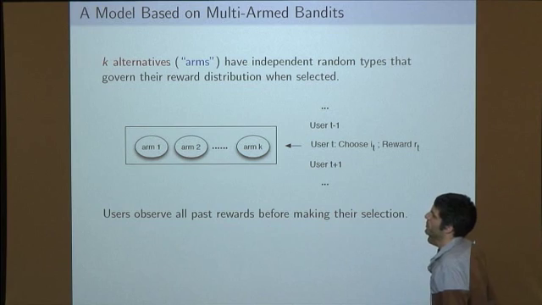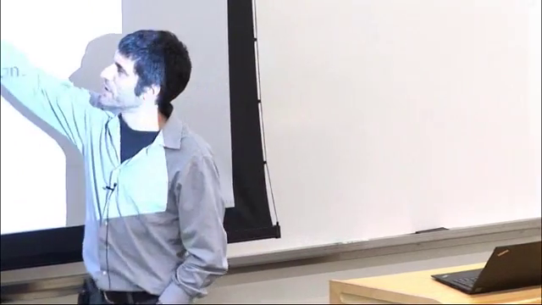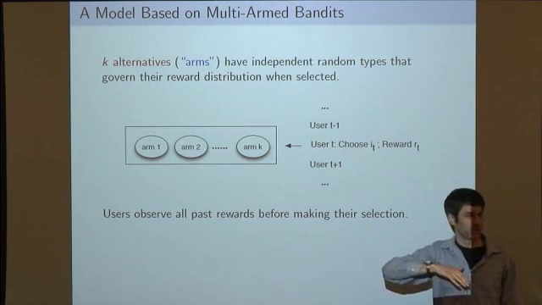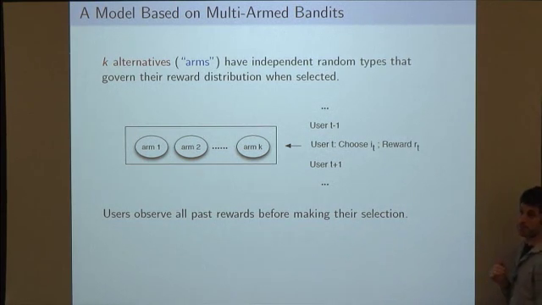And in this paper, we're assuming that the history is fully observable. So the user that comes in at time t can see all of the star ratings that were provided in all of the time steps 1 through t minus 1.